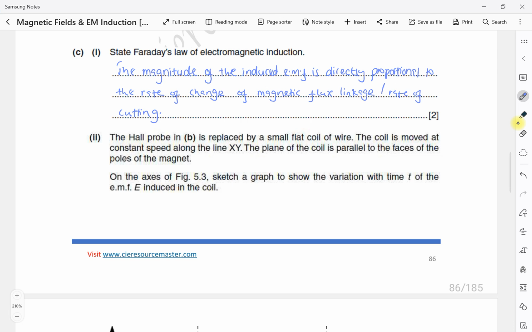The whole probe in B is replaced by a small flat coil of wire. The coil is moved at constant speed along the line XY. The plane of the coil is parallel to the faces of the poles of the magnet. On the axis of figure 5.3, sketch a graph to show the variation with time t of the induced EMF.